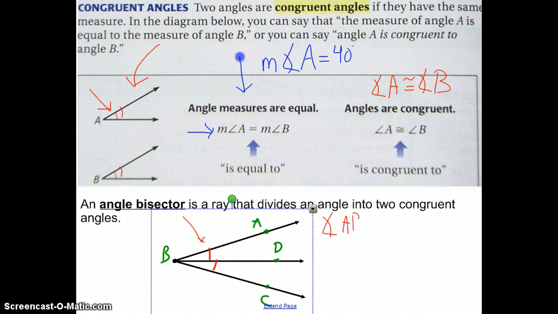Angle ABD is congruent to angle DBC. Because those two smaller angles are congruent to each other, that makes ray BD an angle bisector.